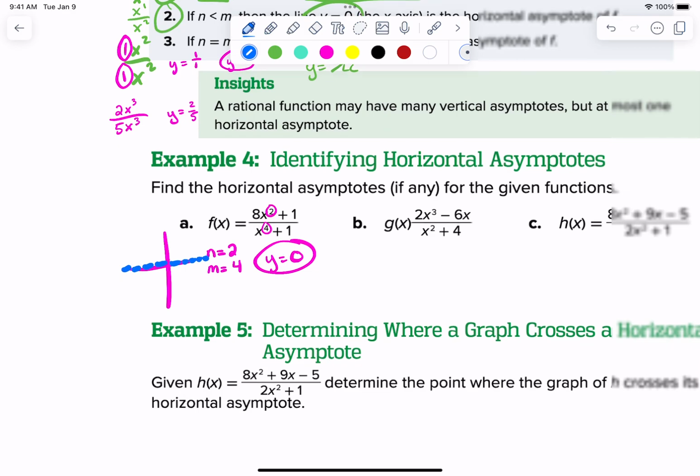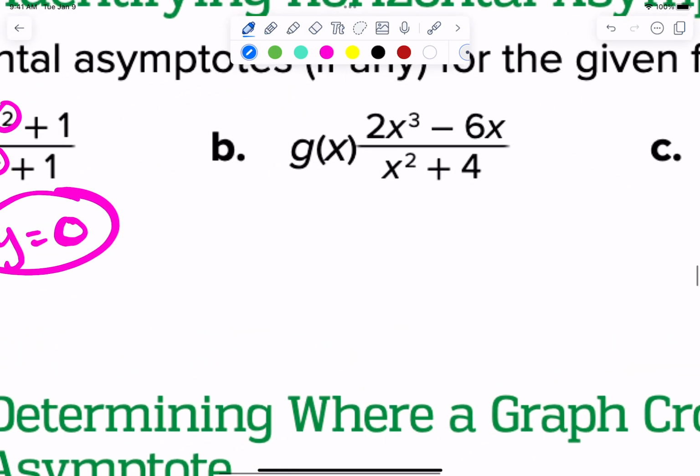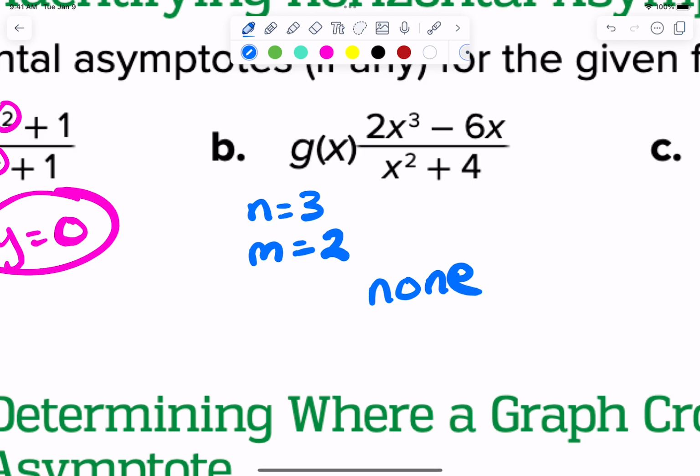Okay? Part B. What's N? 3. M is 2. It's top heavy. So what happens? It falls over, and none. There is no HA. It will not have a horizontal line that it will conform to on either side, right?